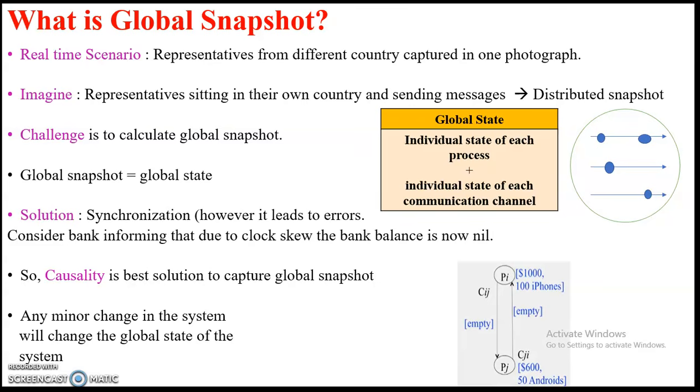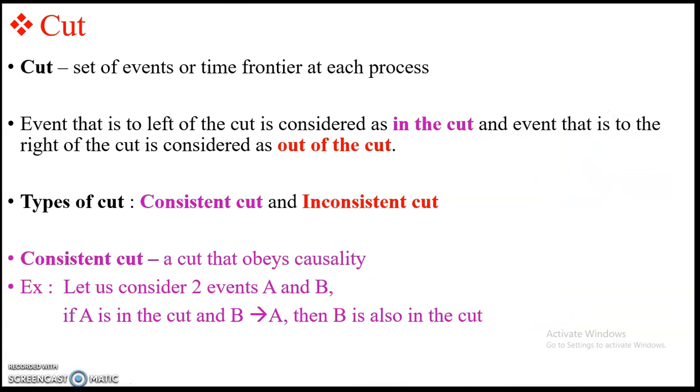So instead of synchronization, we go and opt for causality. Now causality is the best solution to capture a global snapshot because here we are just ordering the events with the happens-before relationship. Now any minor change in the system will change the global state of the system. So even if a certain transaction is changed from, let's say, Pi to Pj, even if some small transaction is made at its local site, the entire global state changes.